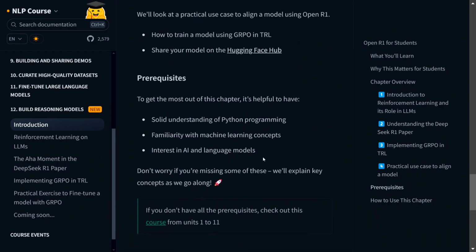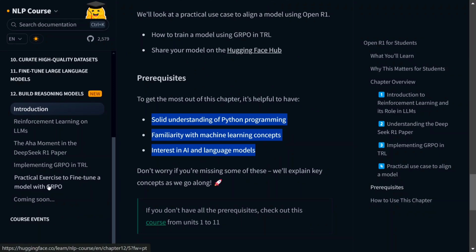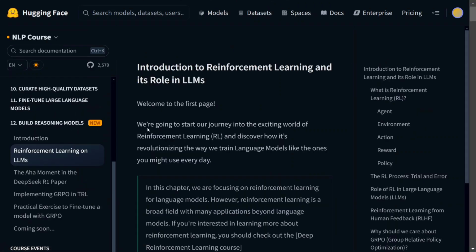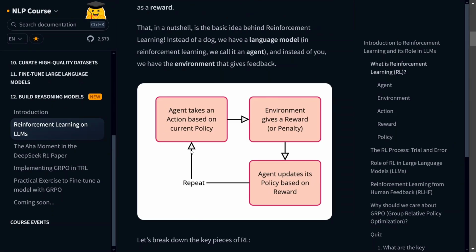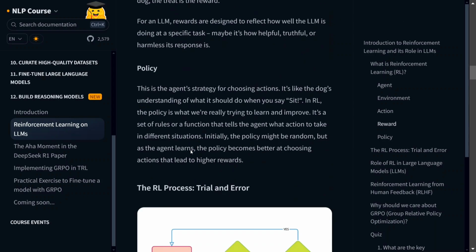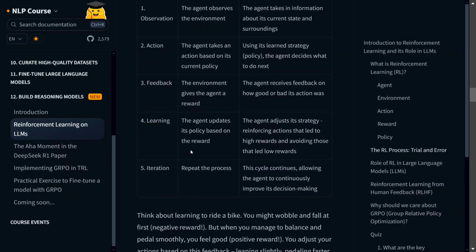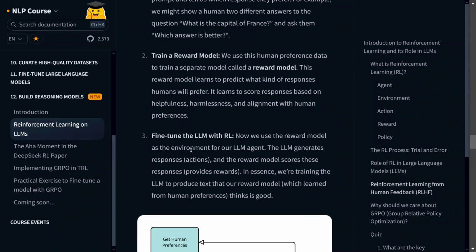As you can read here, the prerequisites aren't major ones: just Python, a basic understanding of ML, and interest in AI. If you are on this channel, I think you are already interested in AI. As you can see, these are the sections that you can go through. What is reinforcement learning? They're explaining everything from scratch. I think reinforcement learning would be playing a major role in LLM training, especially in the reasoning part. So do go through it. They're explaining all the basics. As you can see here, the role of RL in large language models.